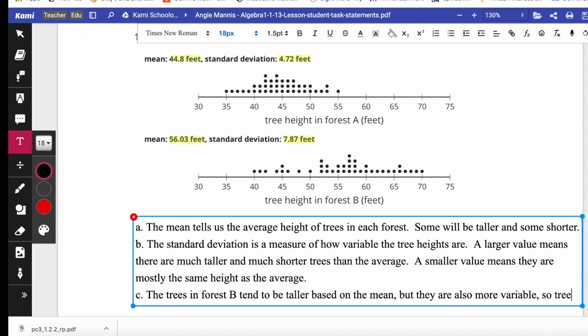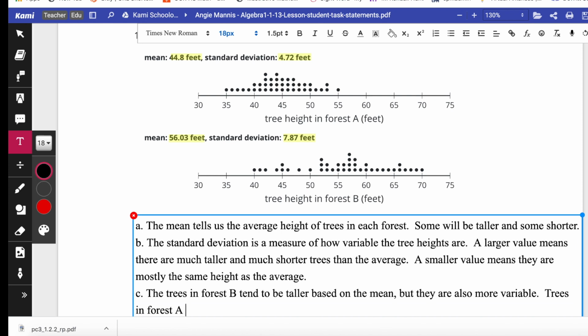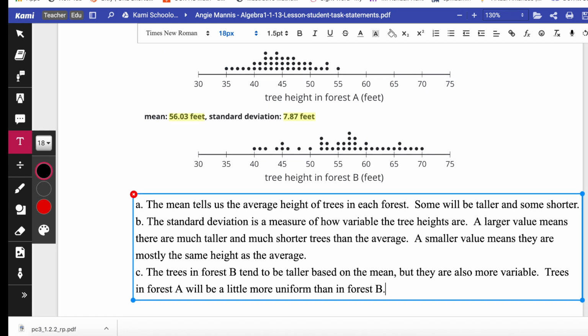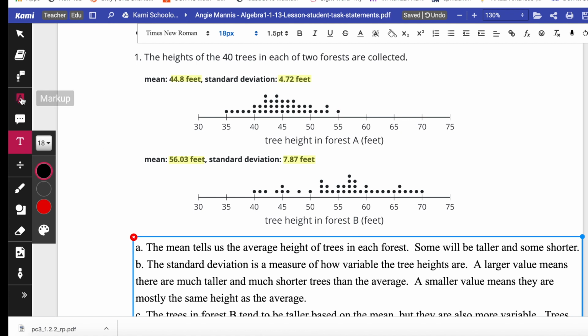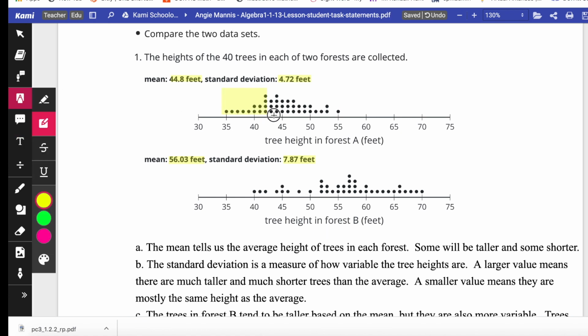So trees in forest A will be a little more uniform than in forest B. So the ones in forest A are going to be closer to the height of the mean. And you can see how these trees are all closer to the center. They're closer to that mean. And look at these, they're more spread out. So the more spread out they are, the larger your standard deviation is going to be.